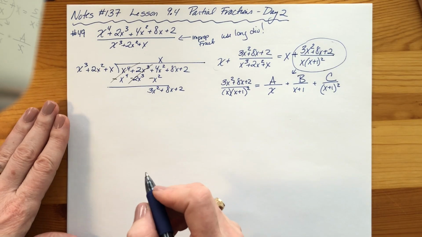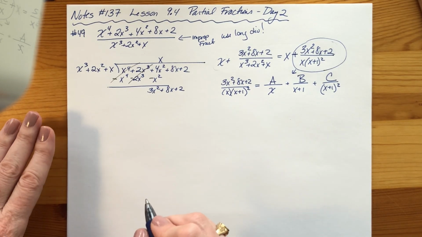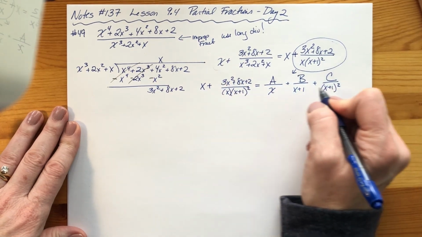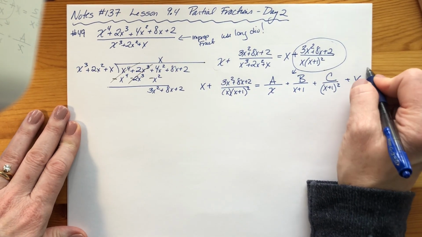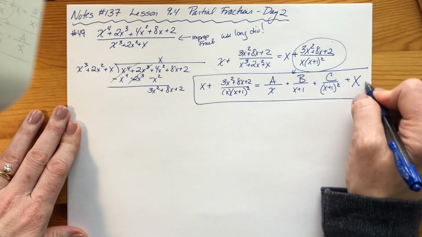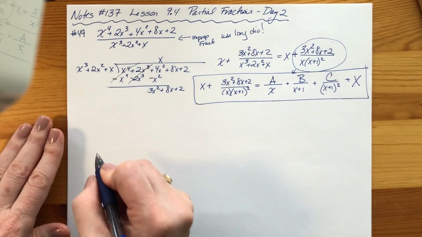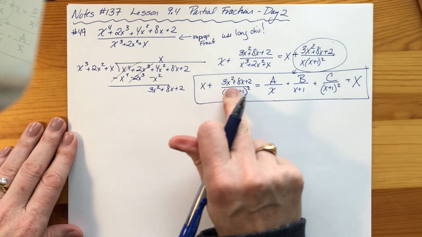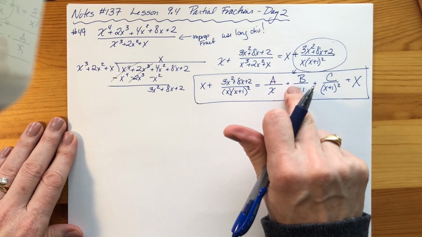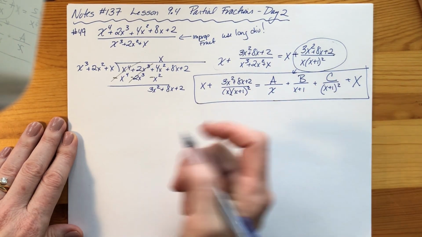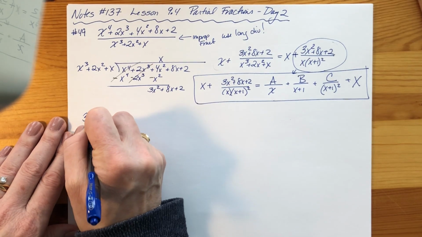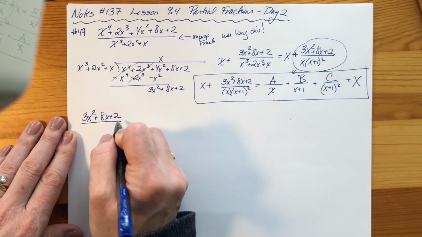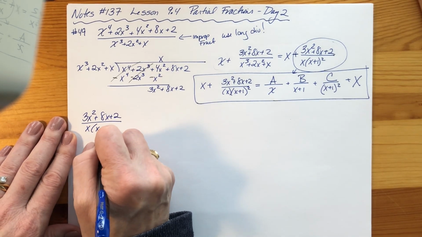All right, so if you want to be a purist about it, you can put the plus x here, and we can put the plus big X here. And this is what we're working with, right? Okay, so let's see. I'm going to go ahead and multiply my numerators by the common denominators. So I have 3x squared plus 8x plus 2. Do you want me to write the denominators in? I will.